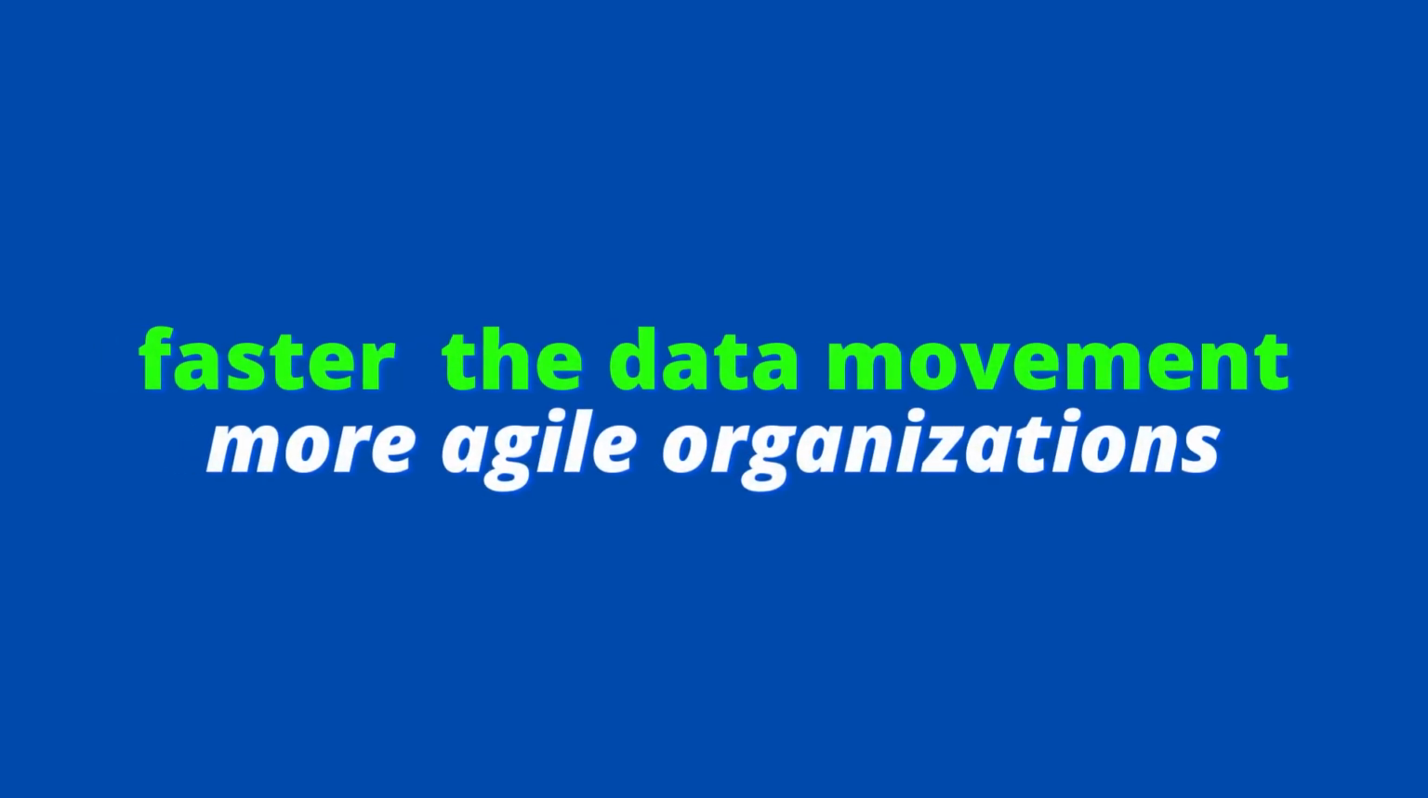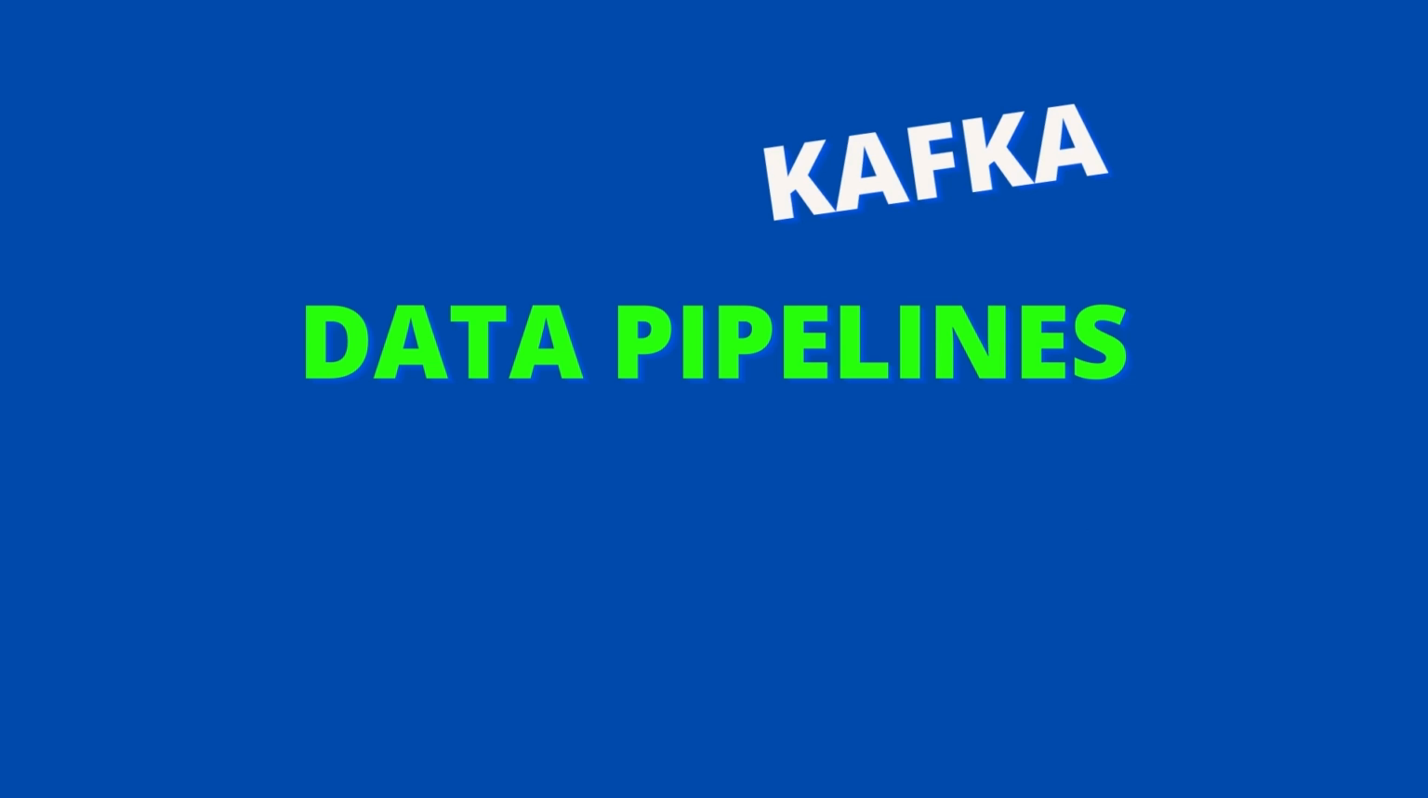The faster the data movement, the more agile or responsive our organizations can become. The less cumbersome the movement of data, the more focus can be given to the core business logic. To facilitate this data movement, we typically use data pipelines. In a data-driven enterprise, the data pipeline is one of the most critical components. Kafka is a data pipeline that helps with this movement of data.